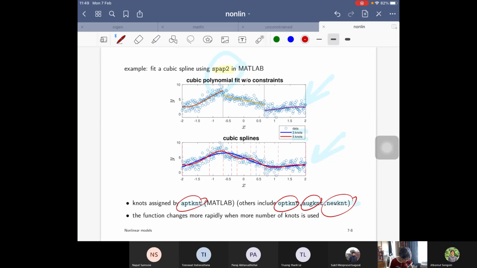3 knots are blue lined. All right, so the corresponding blue are the locations of the knot, right? And 5 knots are the red ones. So in terms of these, you see visually that when you use more knots, the red curve can represent a more rapid change in the function. Okay.